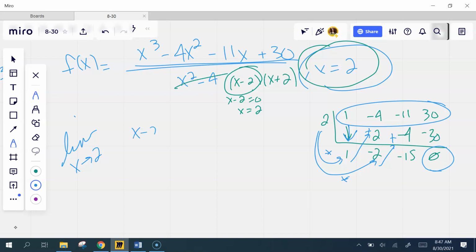All right, so this tells me x minus 2 times x squared minus 2x minus 15 over x minus 2, x plus 2, which conveniently enough, there's my hole, so plug the hole.